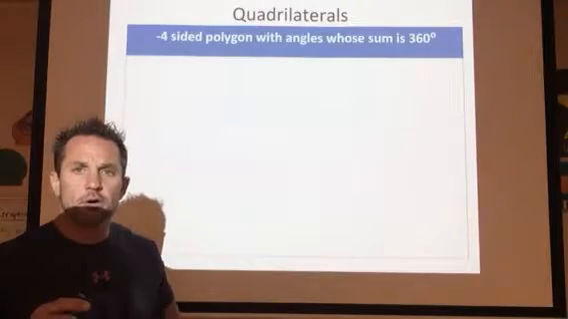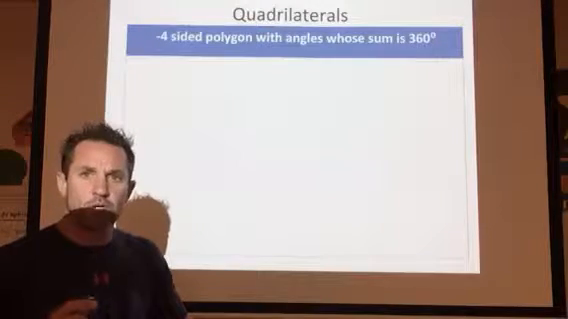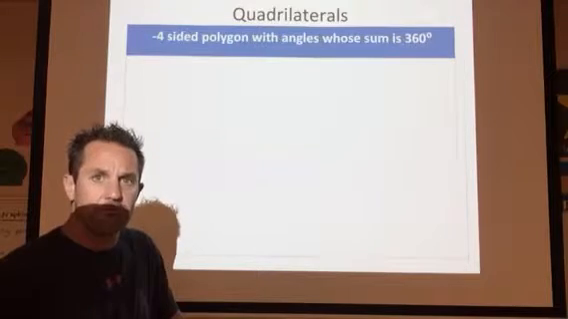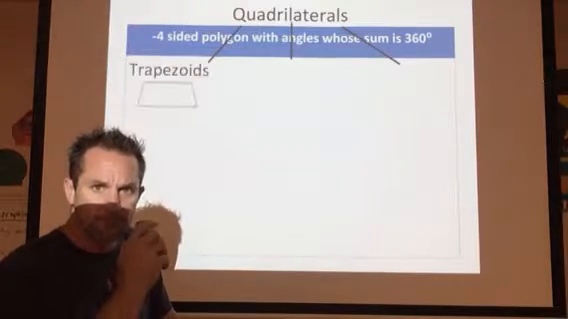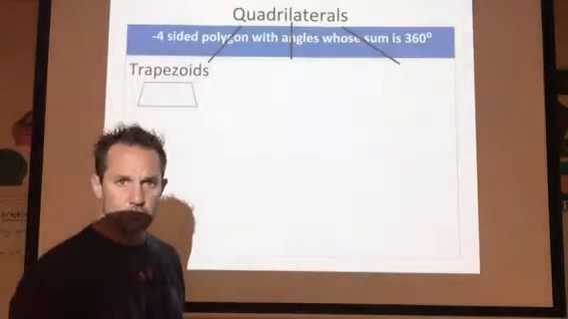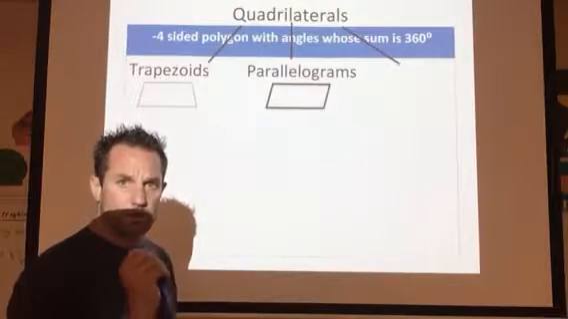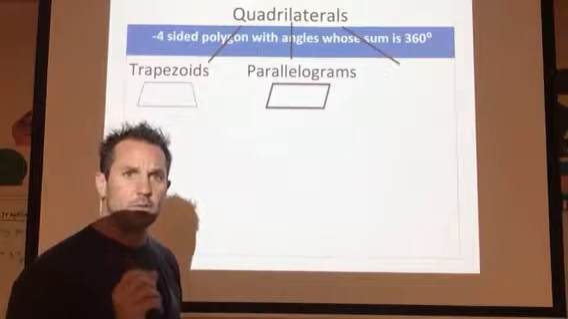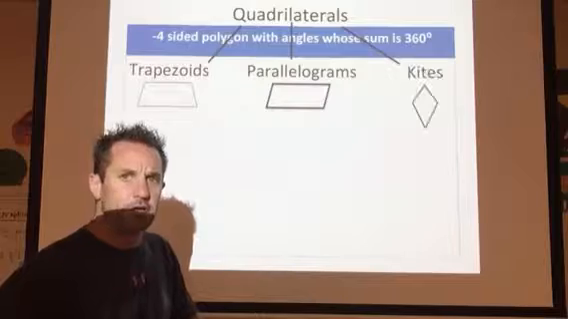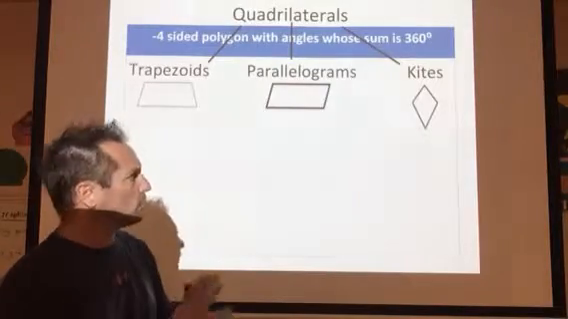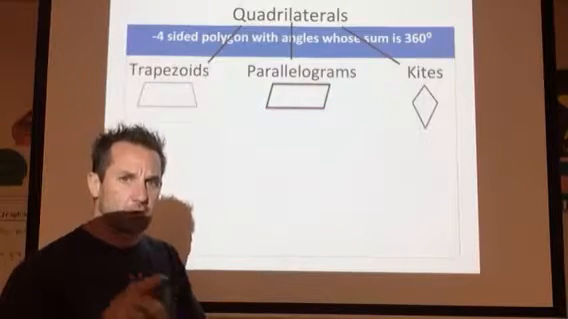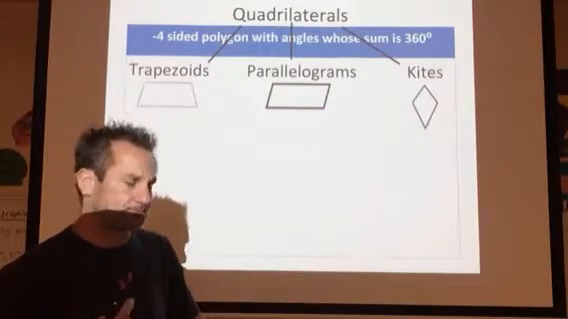Okay, there are three primary types of quadrilaterals that we're going to talk about that have specific characteristics. The first one is a trapezoid. The second one are parallelograms, and that's where we're going to spend most of our time, is in the parallelogram category. The third type are kites, and we're going to spend a little bit of time with kites and a little bit of time with trapezoids, but our primary focus is going to be on parallelograms.